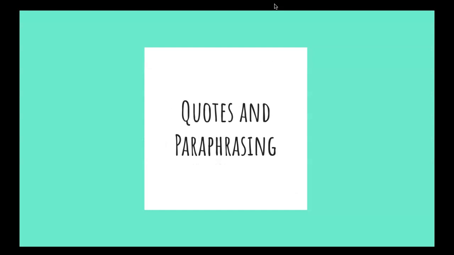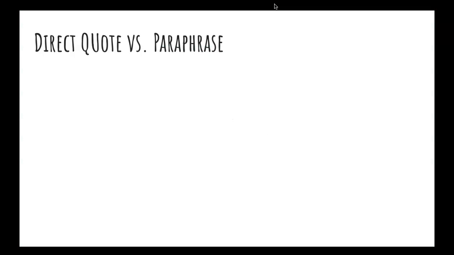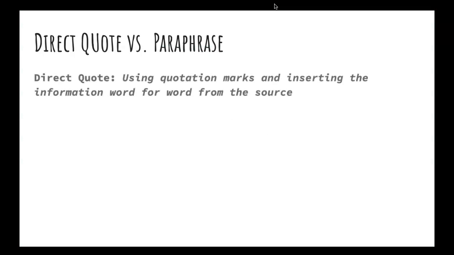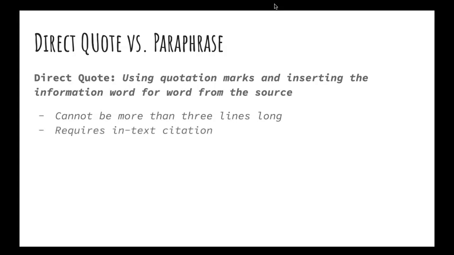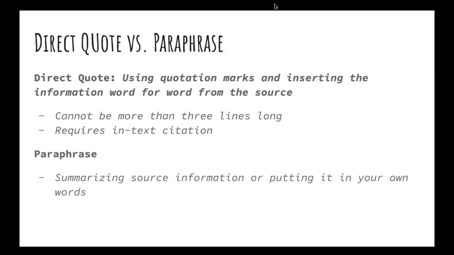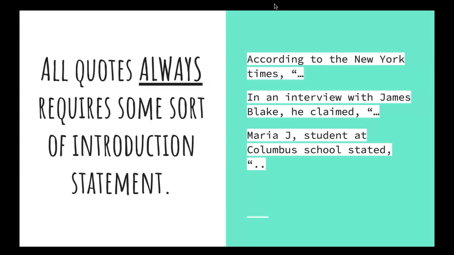Now, when you're thinking about providing evidence, you'll often do this either through quotes or paraphrasing. What is a direct quote and how is it different than a paraphrase? Well, a direct quote is using quotation marks and inserting the information word for word from the source. Your direct quotes cannot be more than 3 lines long, and they do require an in-text citation. Your paraphrasing is still pulling information from a source, but you're summarizing source information or putting it in your own words. Even though you are putting it in your own words, it is still information from another source, so it requires in-text citations.